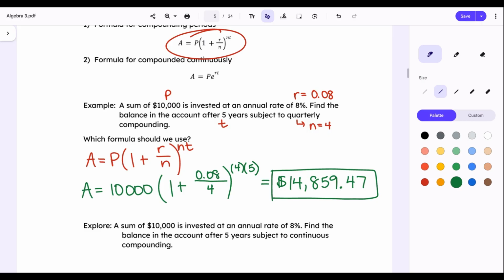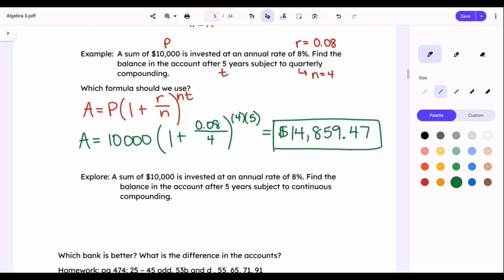All right, now the next example here is still kind of talking about this, but let's just look at how it's worded. Everything about this is the same until the end. It still says the sum of $10,000 is invested at an annual rate of 8%. Find the balance in the account after 5 years, subject to continuous compounding. See how they threw that word continuous in there? Okay, so this is a little bit different than what we were just doing with it being compounded quarterly. So I'm going to use the second formula, which says A equals P, and this is where E comes in, and E is raised to the R times the T.